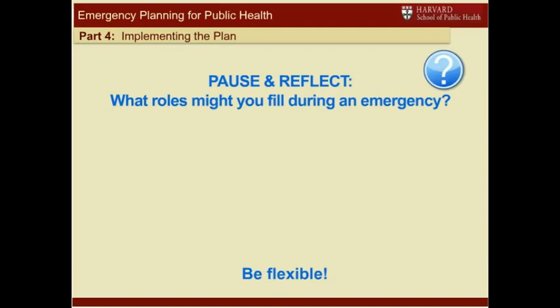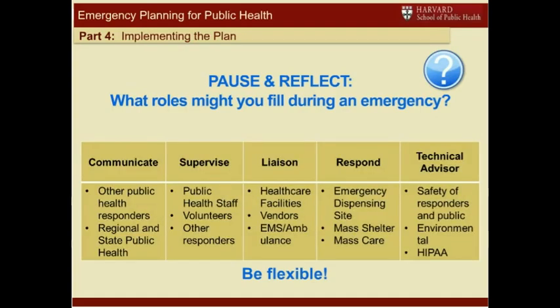Public health can serve many roles during an emergency. Take a moment to consider what roles you may fill. When a disaster strikes, you may end up filling more than one role, depending on the number and availability of response staff. Many of these roles conform seamlessly to your skill sets and training. Where can you help?